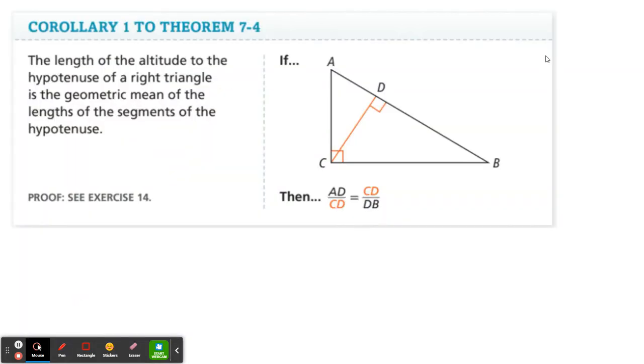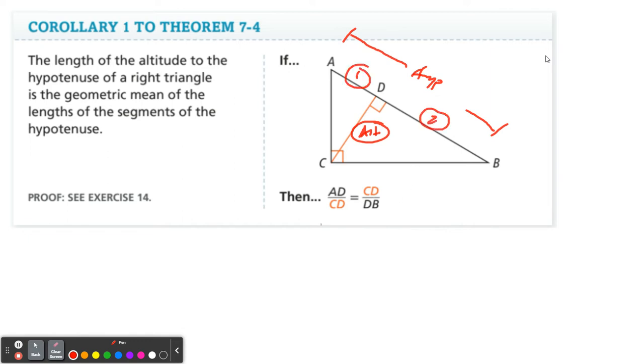So we're going to start with the formal introduction of this geometric mean idea. This is the altitude rule. Again, I don't need you to memorize this, but I will explain it to you. It says the length of the altitude, so that's CD, is going to be the geometric mean between the segments of the hypotenuse. The hypotenuse we're talking about here is AB in the big triangle. So your two segments are AD and DB. So it's saying that CD is the geometric mean between AD and DB.